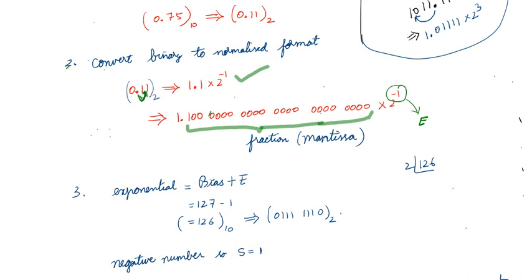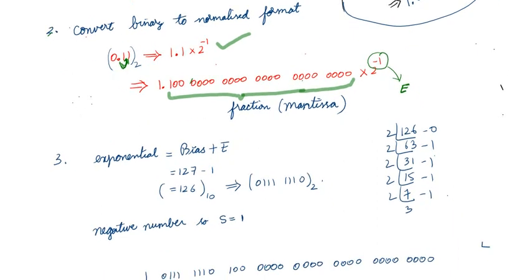So it is 63 times 2 is 126, the remainder is 0. 31 times 2 is 62, the remainder is 1. 15 times 2 is 30, remainder is 1. 7 times 2 is 14, remainder is 1. 3 times 2 is 6, the remainder is 1. 1 times 2 is 2, remainder is 1.